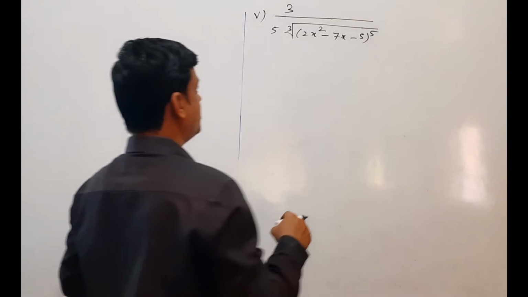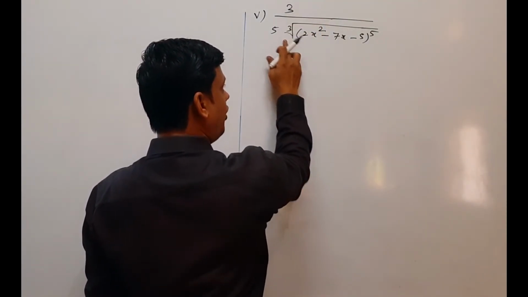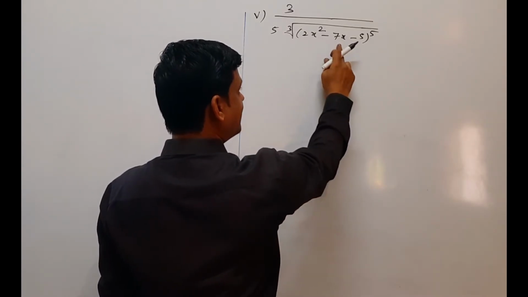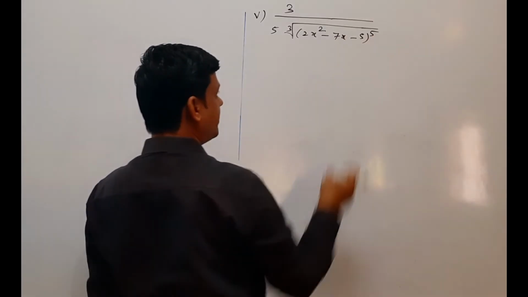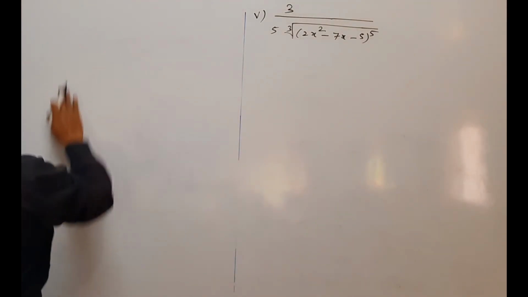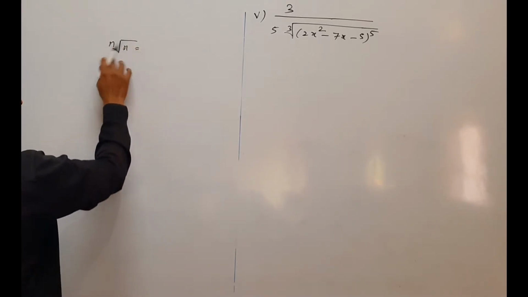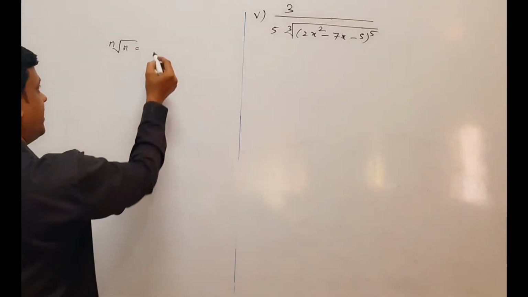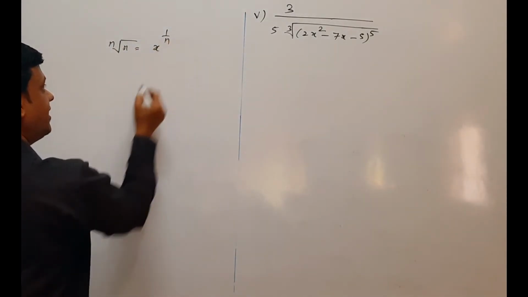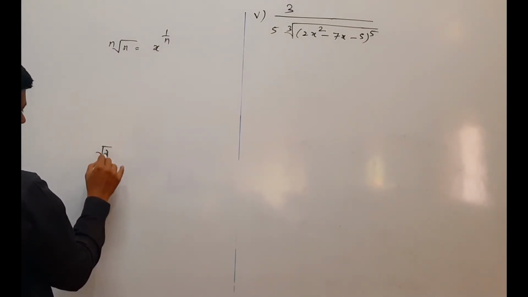Now see sub question 5th, 3 upon 5 into cube root of 2x square minus 7x minus 5 bracket raised to the power 5. So first we clear here the concept: nth root of x. This nth root of x can be written as x raised to the power 1 by n. You know the example, square root of x.